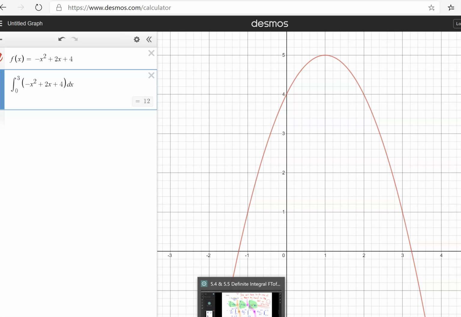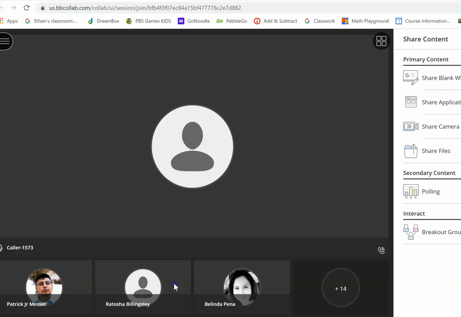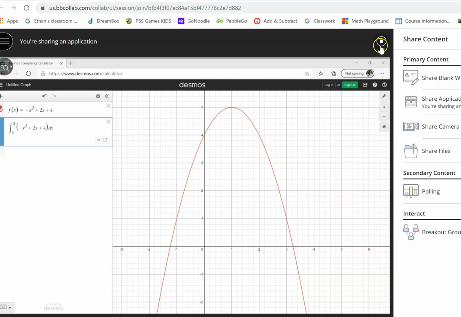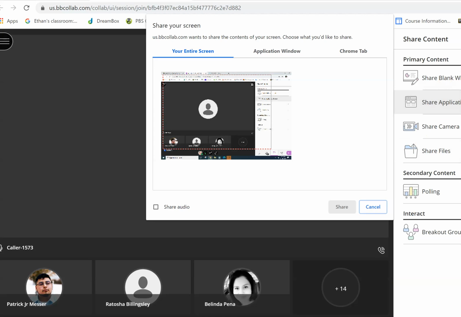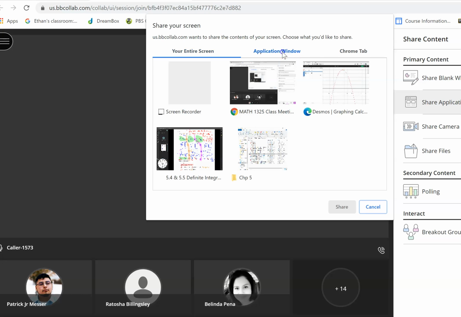Oops, I shared the wrong thing. Give me one sec. I meant to share the notes again. Here we go. Application window. Not Desmos. Here it is. Okay.